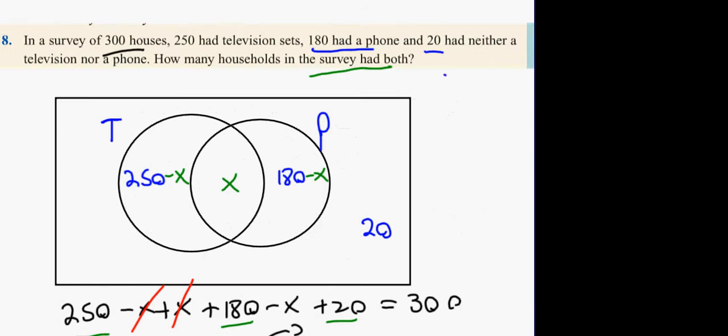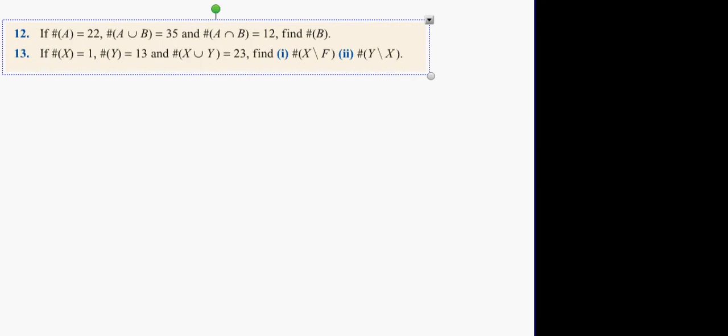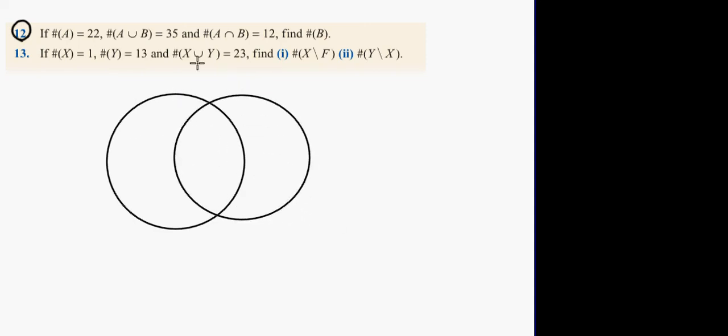Okay, now we're going on to number 12 and 13. Number 12. Take the lead here, Sean. For number 12, what do you think we need to do? We'll draw a Venn diagram. Draw a Venn diagram. Done. Then what? A equals 22. A is 22.